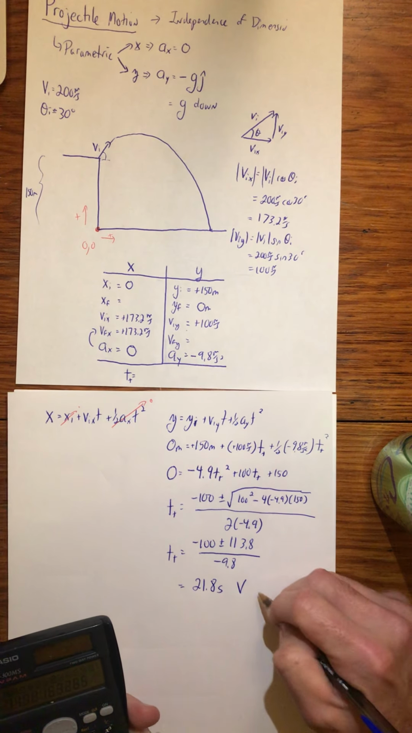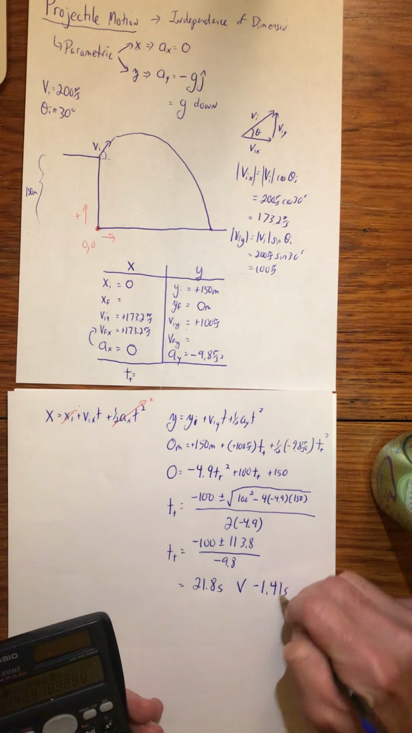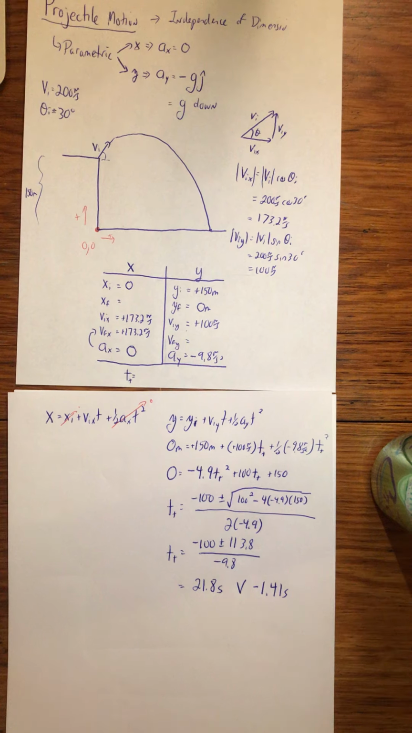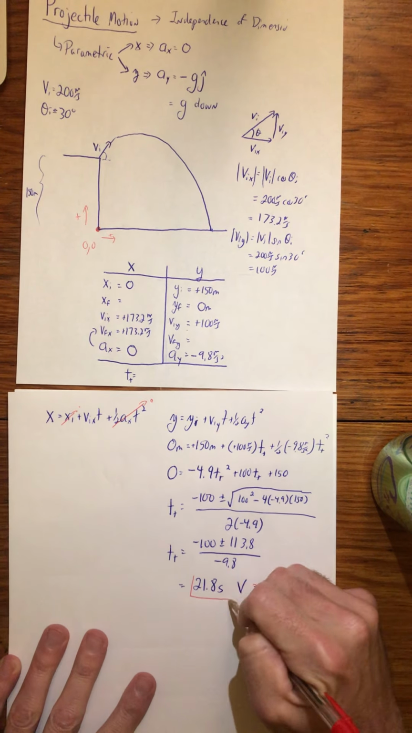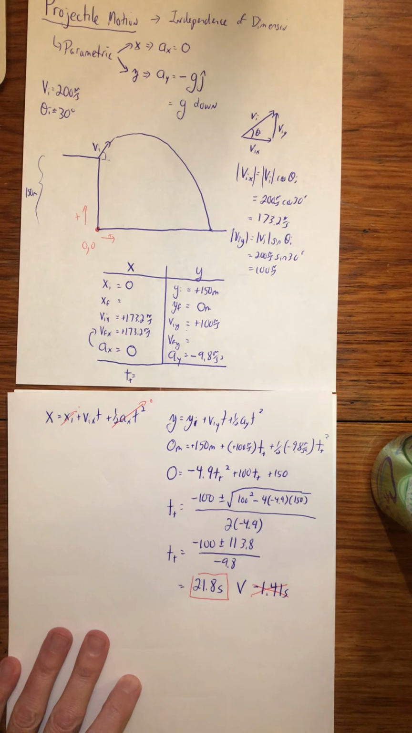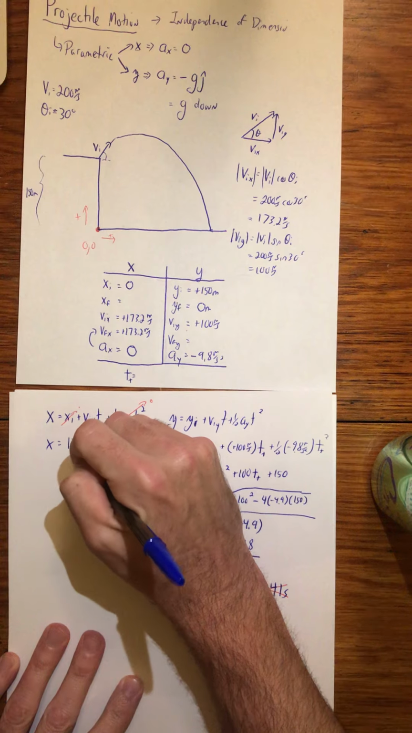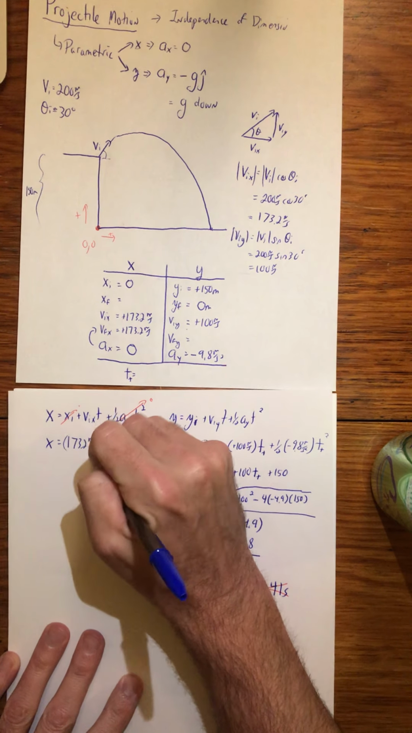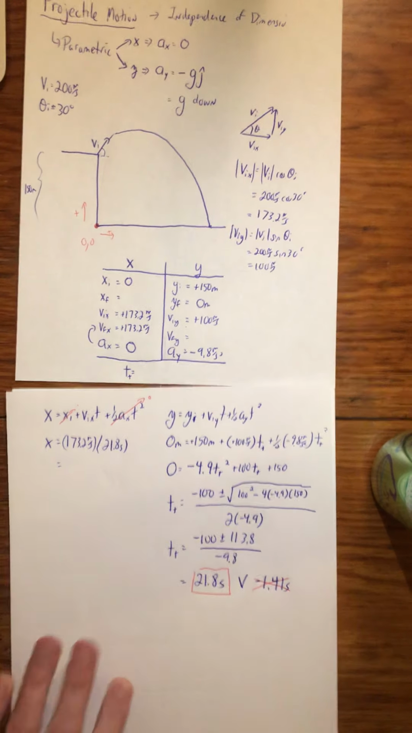Okay, and this one does indeed come out negative, a negative 1.41 seconds. So 3 digits there in each one. So therefore I now know my T total. Boom, there it is. I've got it. And so that's one of my objectives. I can come back over here now and just plop that right in. That's 173.2 meters per second, and then T total is 21.8 seconds. Okay.